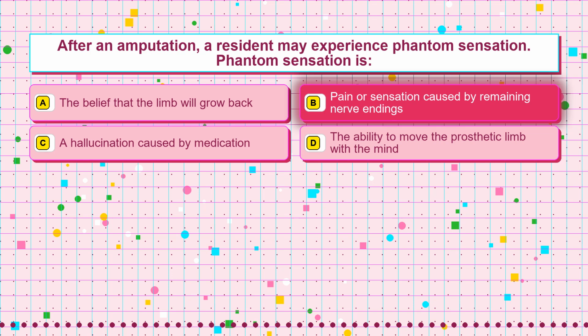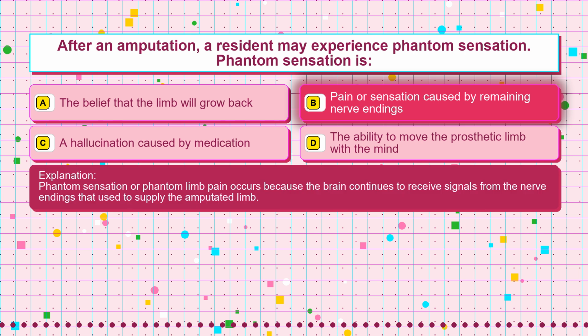The correct answer is option B, pain or sensation caused by remaining nerve endings. Phantom sensation or phantom limb pain occurs because the brain continues to receive signals from the nerve endings that used to supply the amputated limb.